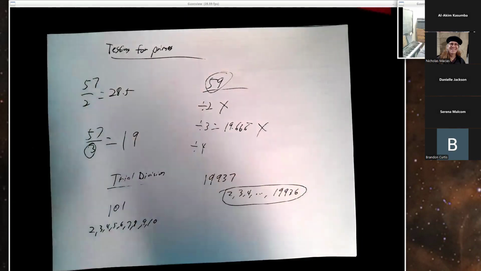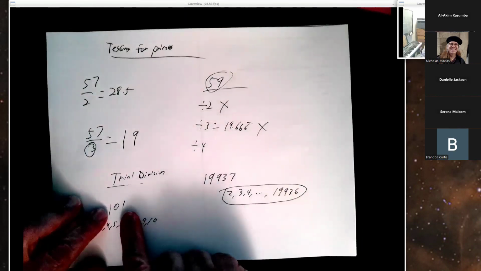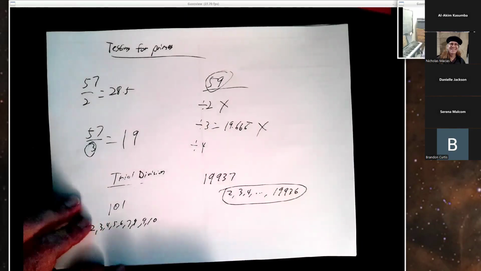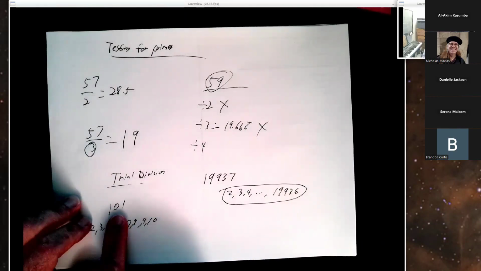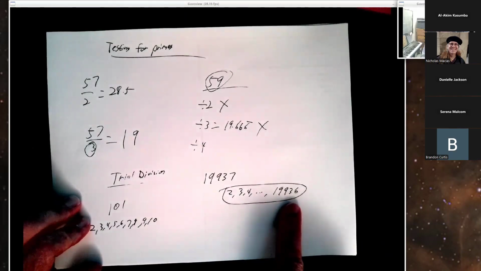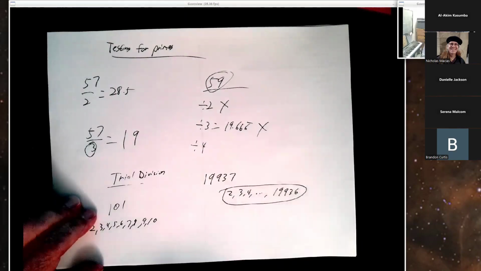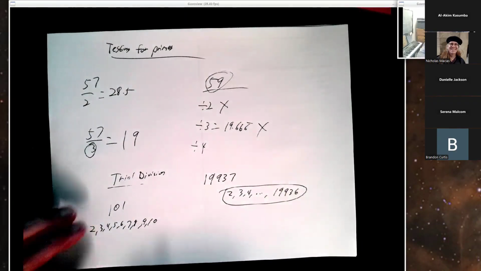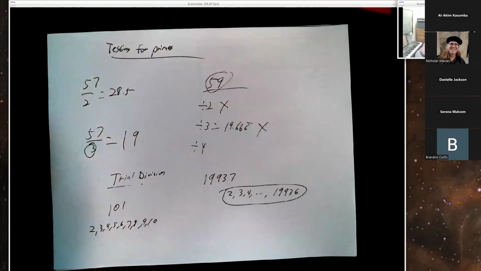So if we have two numbers that multiply to 101, one of those numbers has got to be less than or equal to its square root. So we don't have to go all the way up to 100 or 19,936. We only have to go up to the square root. And that's a big time savings. If you're testing a number around 1,000,000, you only have to go up to 1,000 instead of 1,000,000.